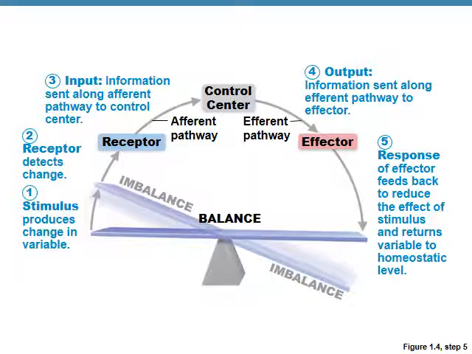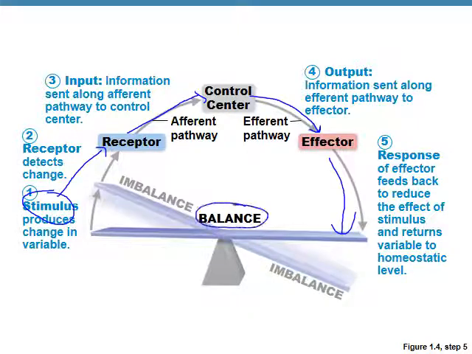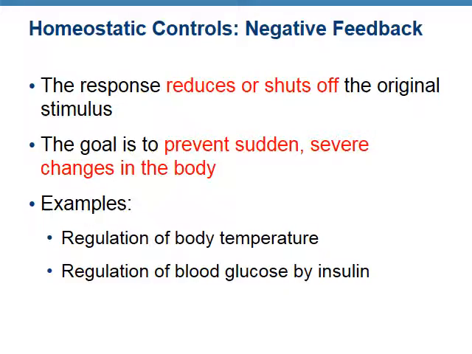So here we have the receptor. Here's the stimulus first. Stimulus triggers the receptor. Receptor sends a message to the control center, which is your brain. Control center sends a message to the effector, and now you're going to go back into homeostatic balance. They also call these the afferent pathway and the efferent pathway. Probably the best way to remember it is A is ascending and E is exiting. So afferent is the message going to the brain, efferent is the message coming away from the brain, or exiting the brain.